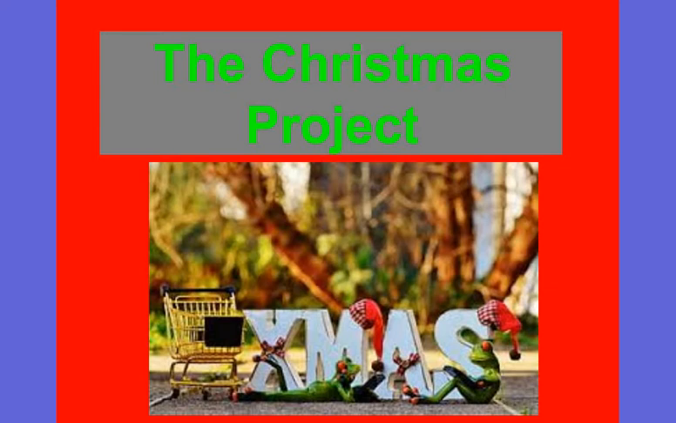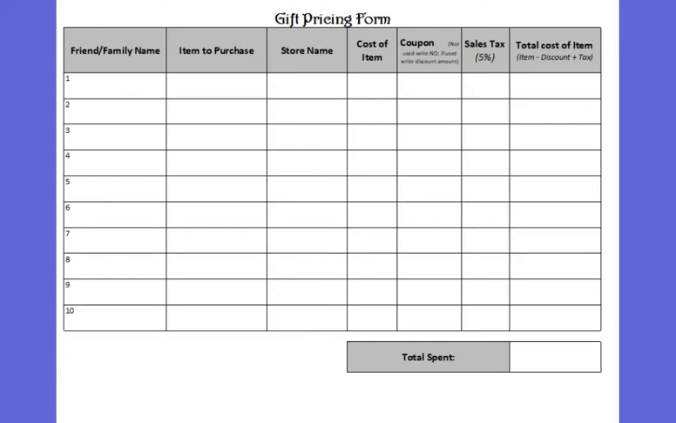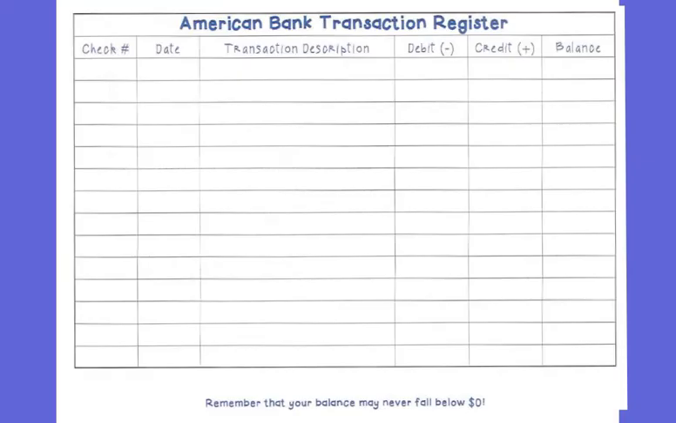And obviously, when we flip through our packet, how are we paying for these items? With checks. With checks, okay? So we need to learn how to write checks and keep a register of what is in our banking account. First thing we need to do is flip to the page that says American Bank Transaction Register. This is what you keep track of, what's in your bank account.